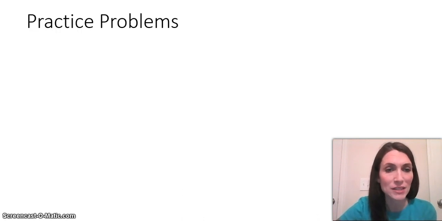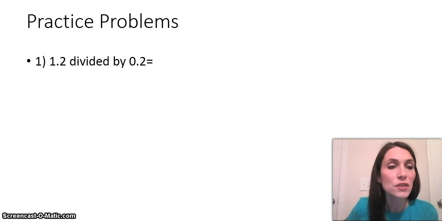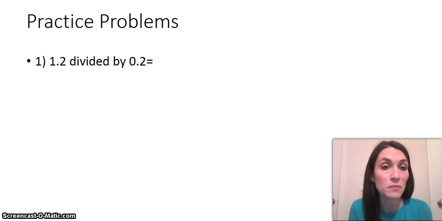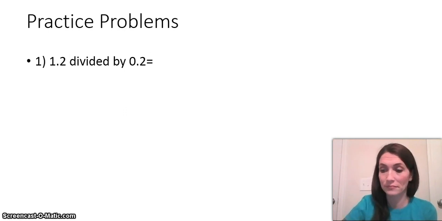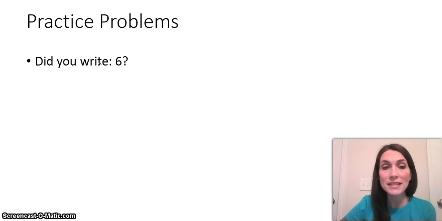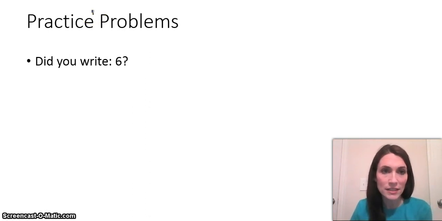Let's take a look at our practice problems. So if we have 1 and 2/10 divided by 2/10, we are going to need to move those decimal places, both the same in the divisor and the dividend, so that we're working with whole numbers. Please try that on your own, and then press play whenever you're ready to check your answer with me. Did you write 6? Well, let's take a look at how we would get 6 for this answer.